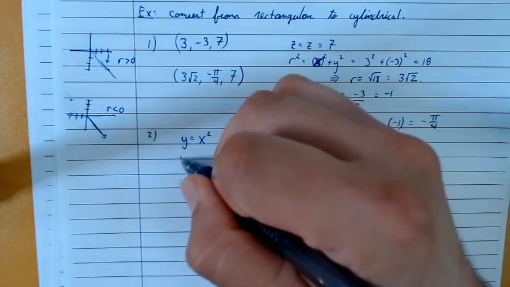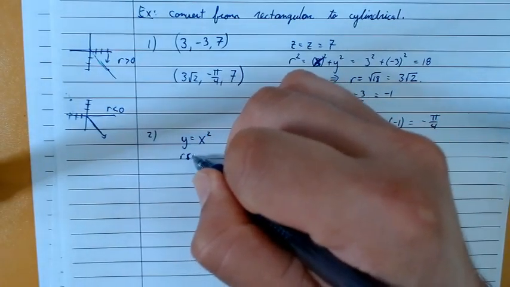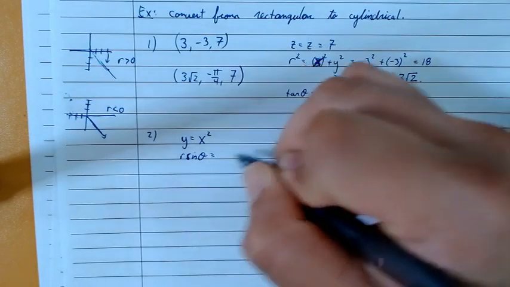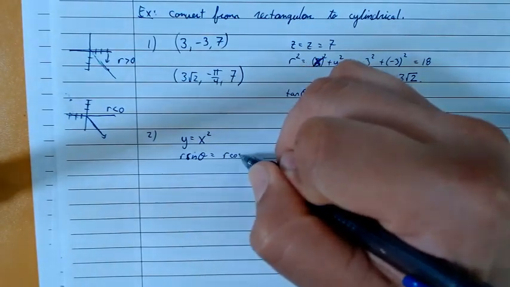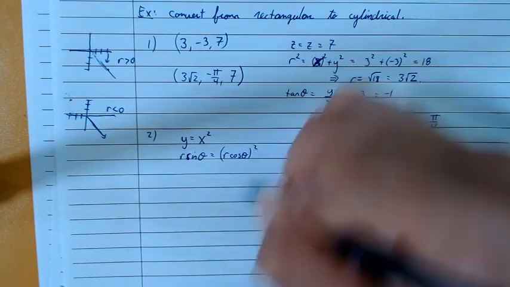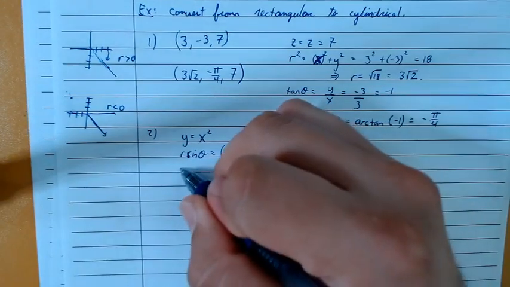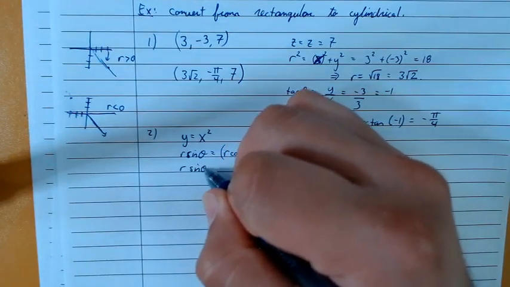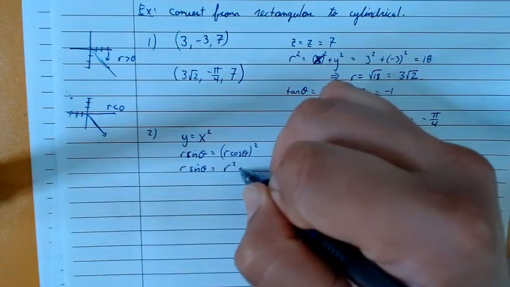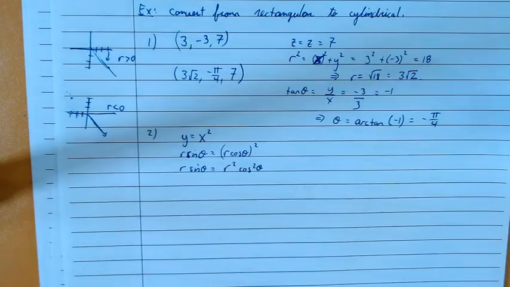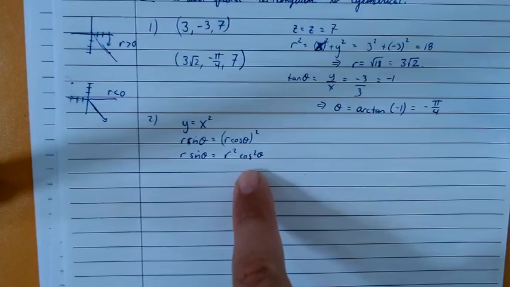Y is equal to r sine of theta. And I know what x is. X is equal to r cosine of theta. Well, the whole thing is squared like that. Okay, I can expand this out a little bit. I can write this as r sine of theta equals r squared cosine squared of theta. Like that.